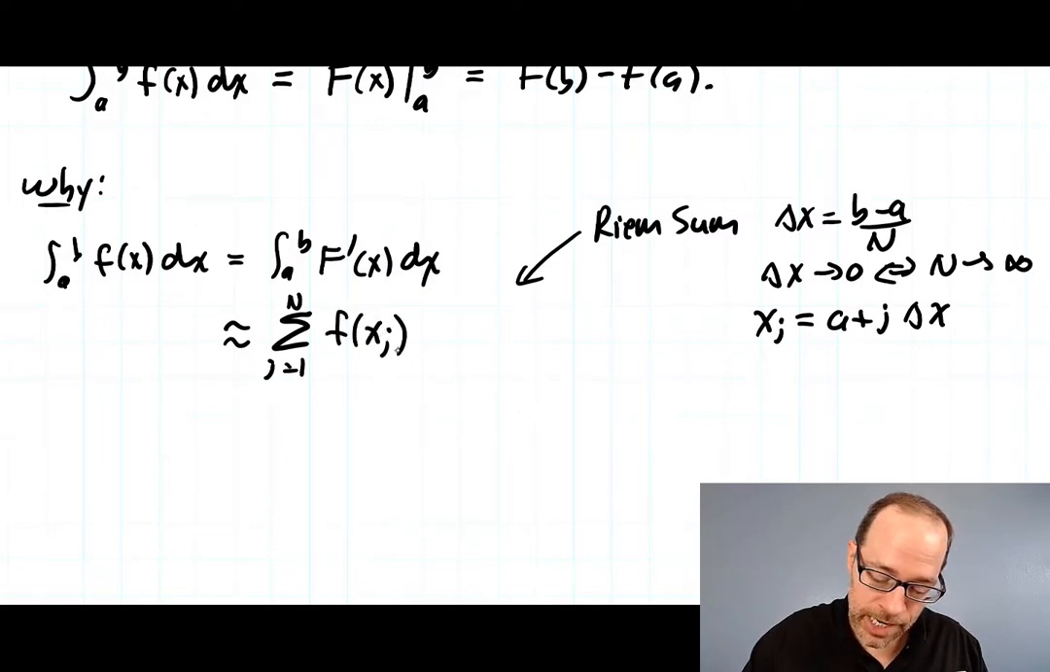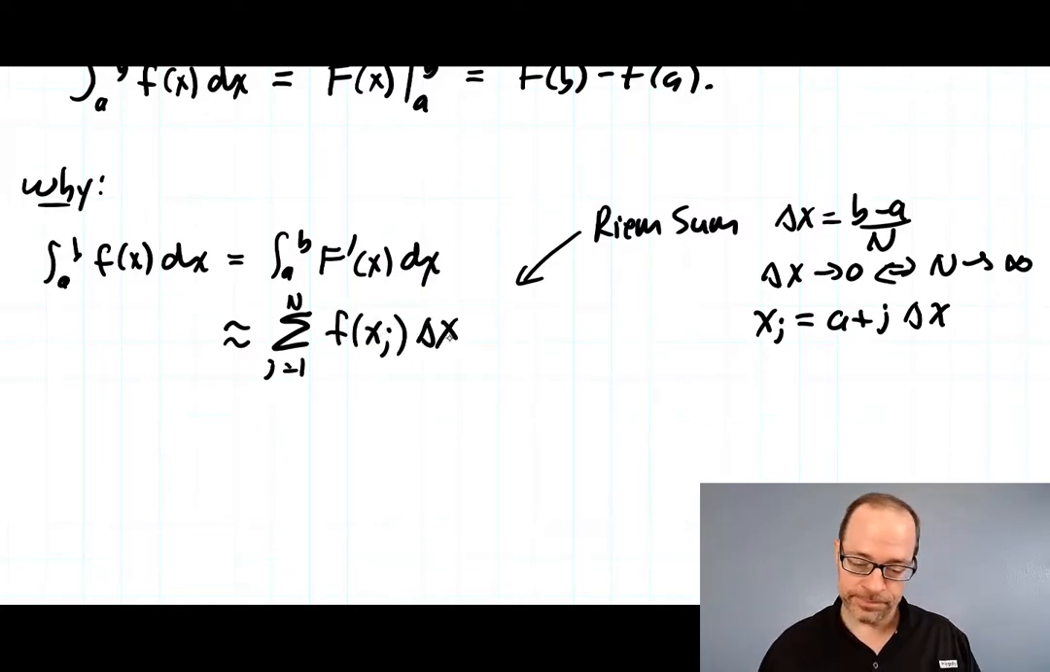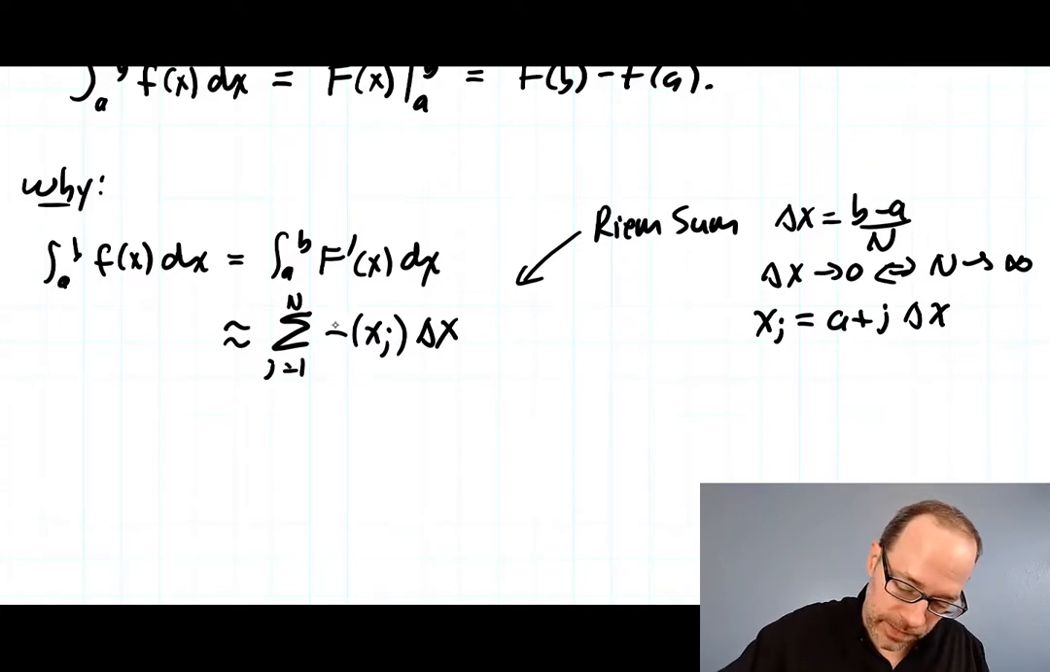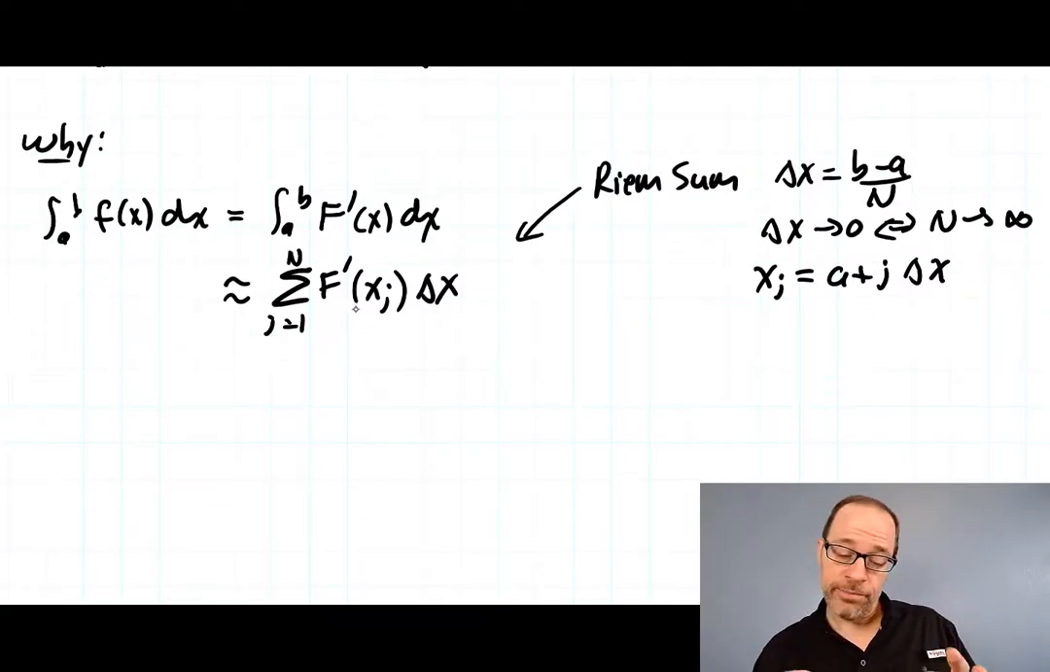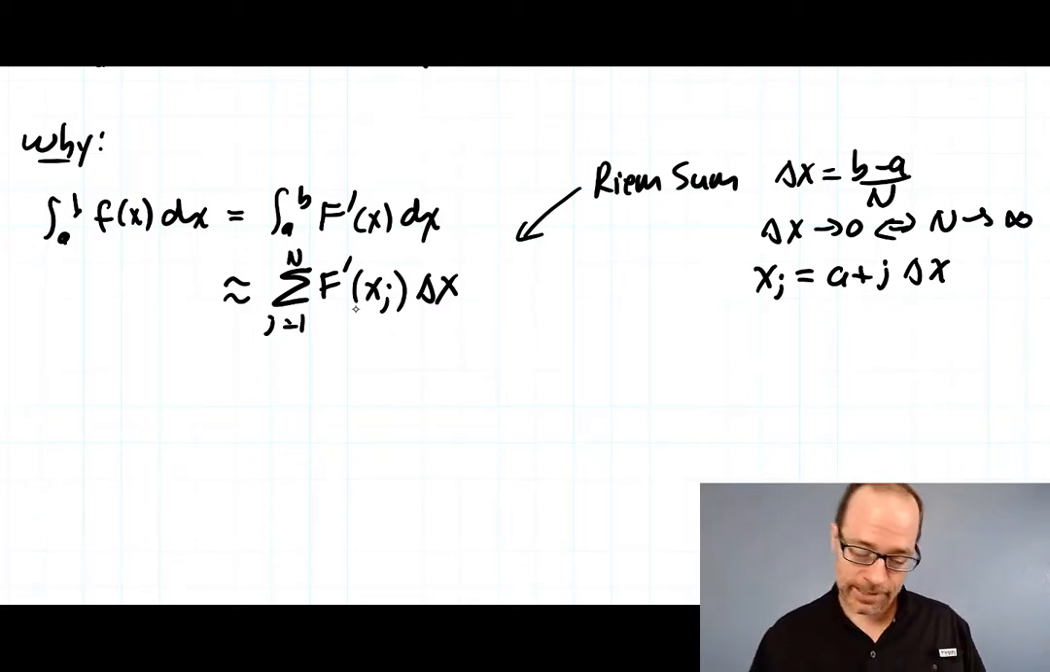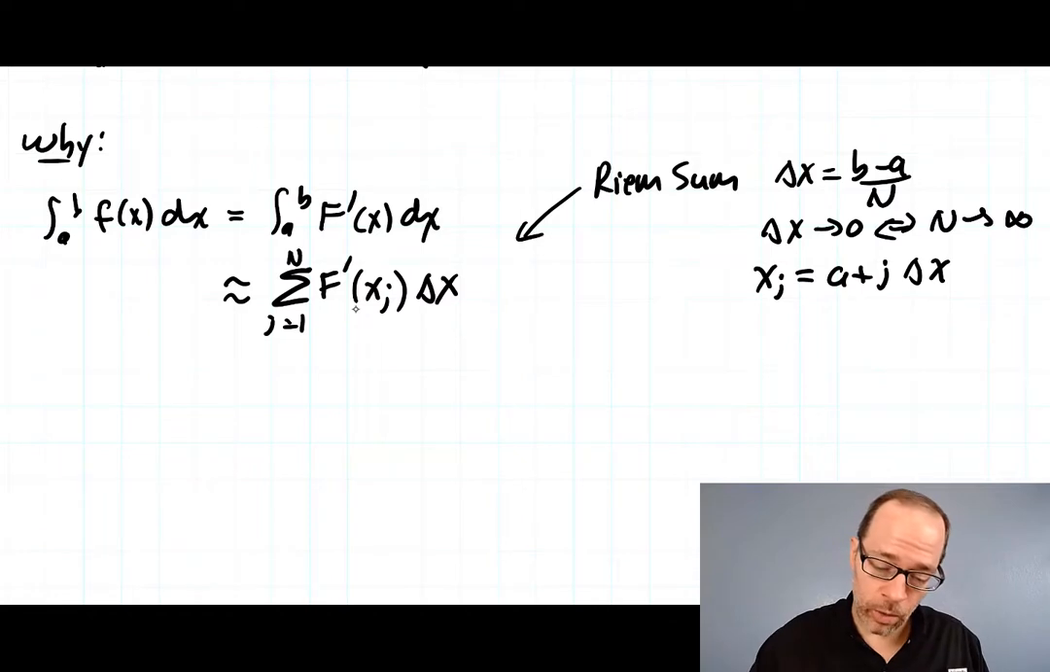F at x sub j delta x, oops, capital F prime here. All right, and the smaller delta x is, or the larger capital N is, the better that approximation is, and in the limit it becomes exact. So if we take the limit, it's equality.